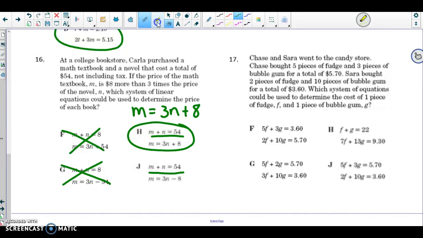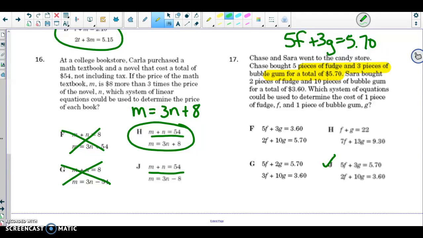So if we take a look, 5 fudge and 3 gum for $5.70. Okay, so we have 5 fudge plus 3 gum for a total of $5.70. Okay, so that one's definitely going to be one of them. Looks like that would be this one right here. Okay, and that's the only one that shows that, but let's take a look at the other.